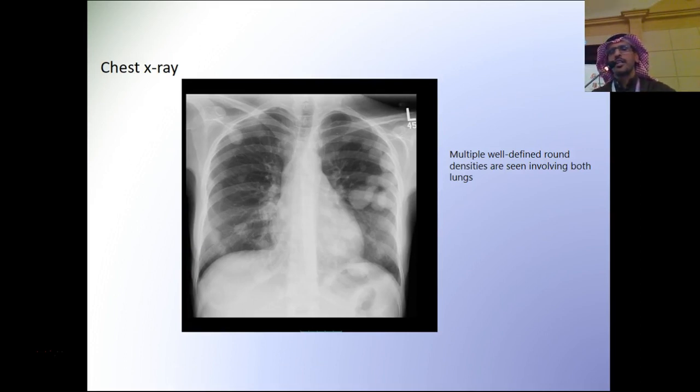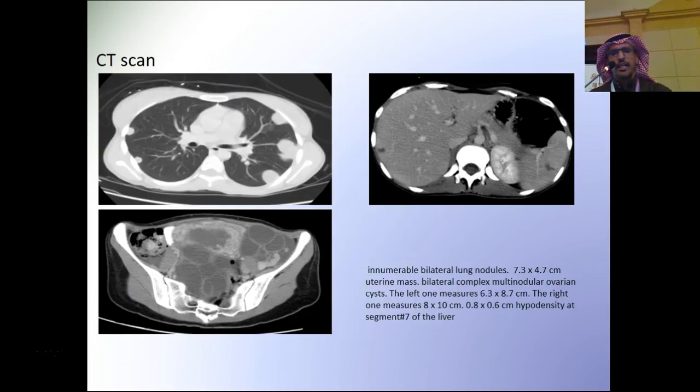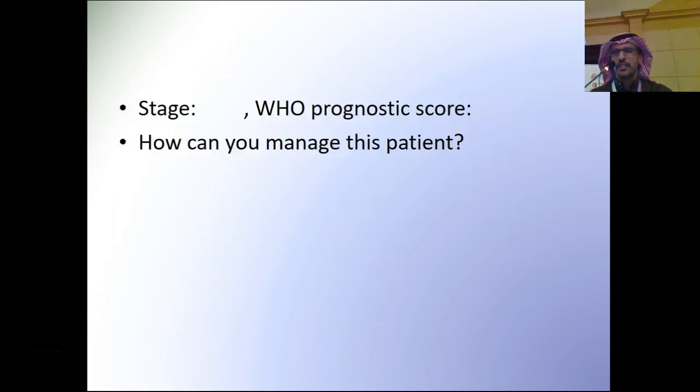There is lung metastasis, 0, but if you count, it is more than 8. So it is like another 4. And also there is a brain metastasis. And the tumor size is 7 by 4.7, which is around 2. So when you count all this, it will be 16. So usually stage 4 in general is high risk. So how can you manage this patient?